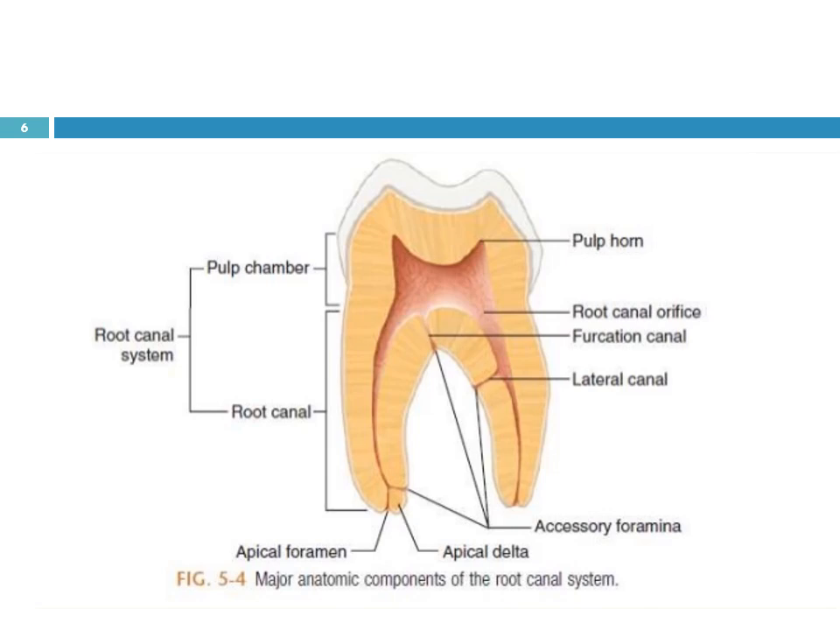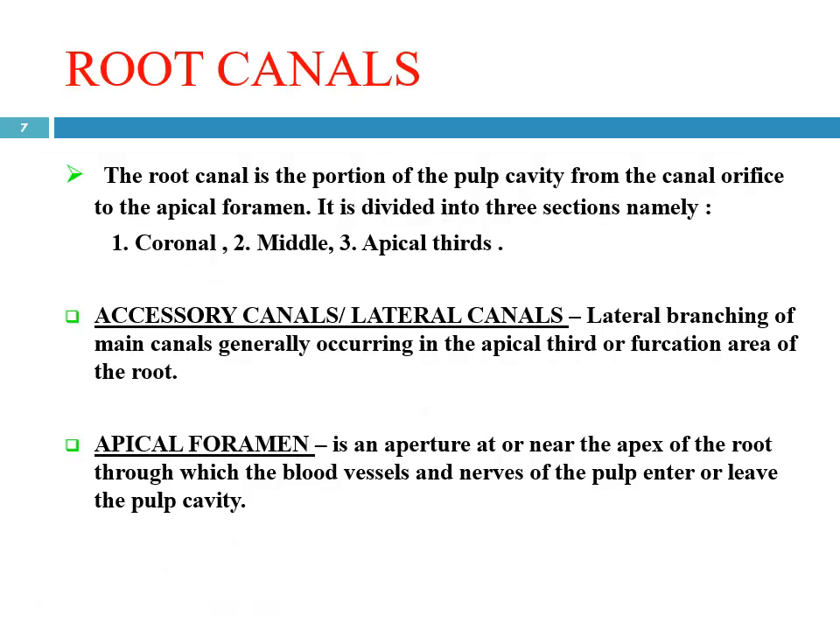So these are the major anatomic components of the root canal system: the pulp chamber, the root canal system, the pulp horn, the root canal orifice, the furcation canal, and the lateral canals. Coming to the root canals, they are the portion starting from the canal orifice of the pulp cavity to the apical foramen, and they are divided into three sections, namely the coronal portion, the middle third, and the apical one third.